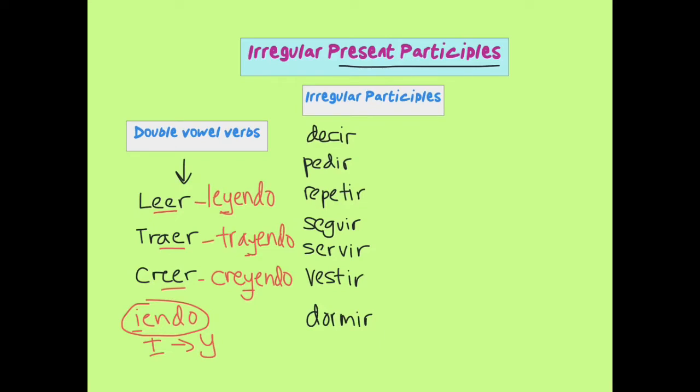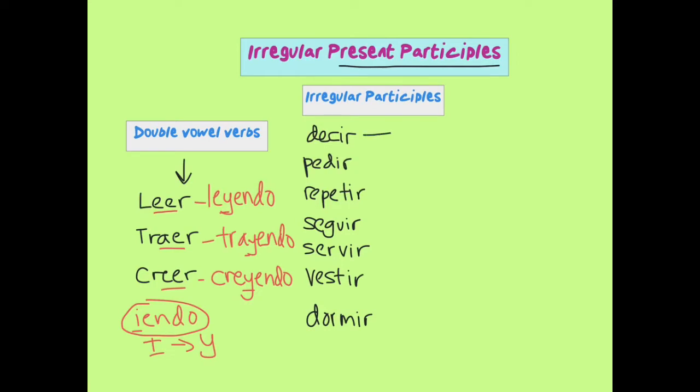So you'll notice that in this list, decir, to say or to tell, pedir, to ask for, repetir, to repeat, seguir, to continue or follow, servir, to serve, vestir, to dress, dormir, to sleep. These all have irregular forms in other tenses too. So that should be a red flag, like, oh, there's probably something weird with these. There is in a lot of tenses, and this is one of them.